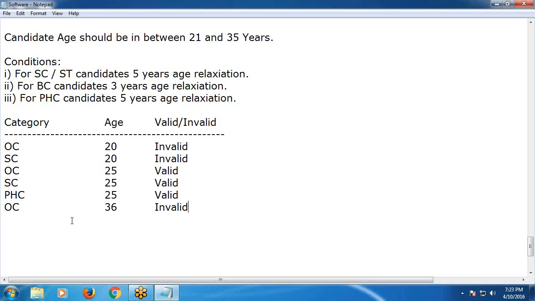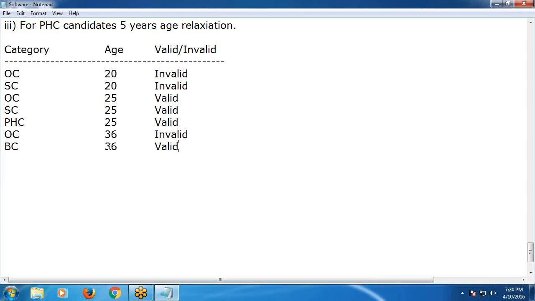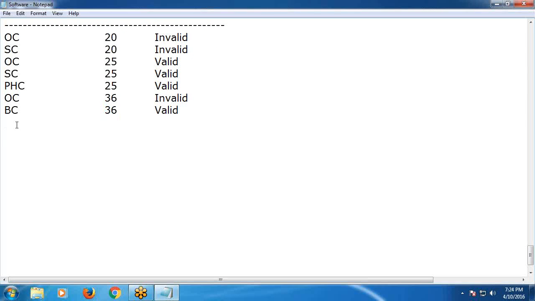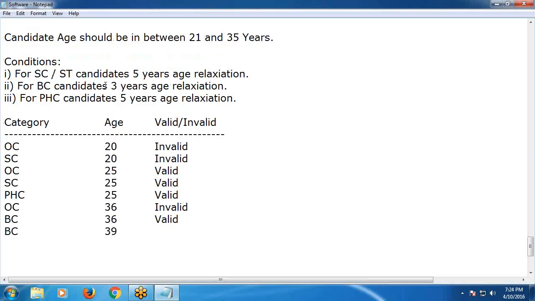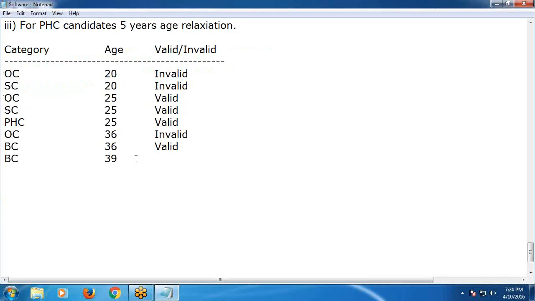Observe, BC, same 36. Valid or invalid? Valid. See, observe here the input is the same, 36. If it is OC, invalid. If it is BC, valid. Why? Logical conditions are involved in this requirement. For example, BC again 39: I have to see the 3 years age relaxation for BCs. So fail, invalid.